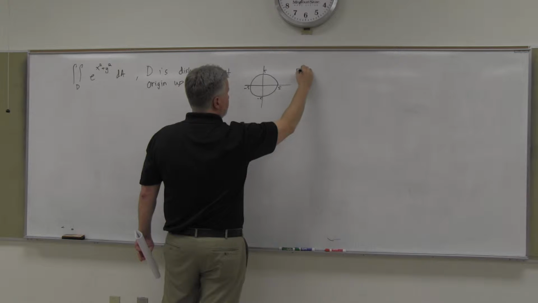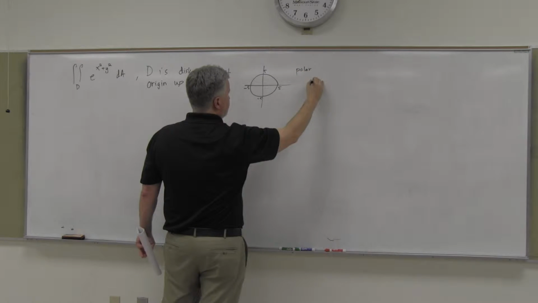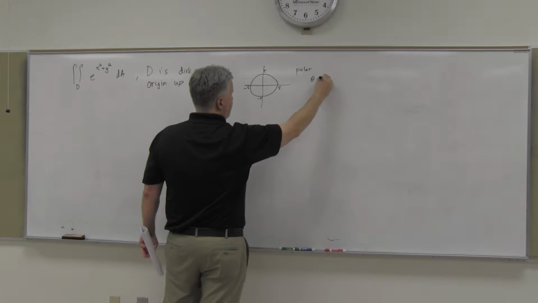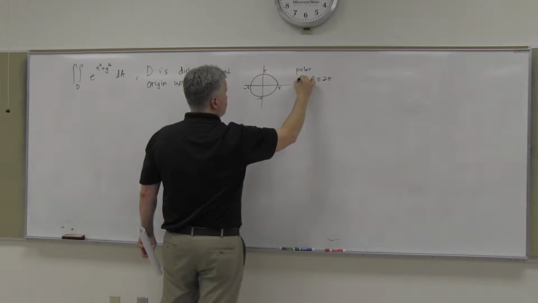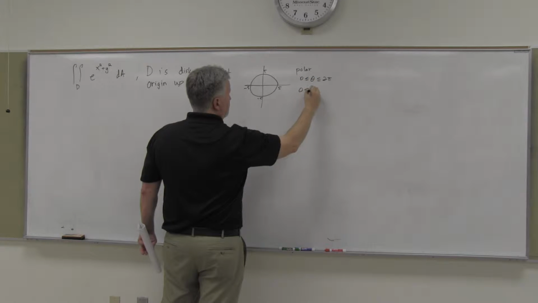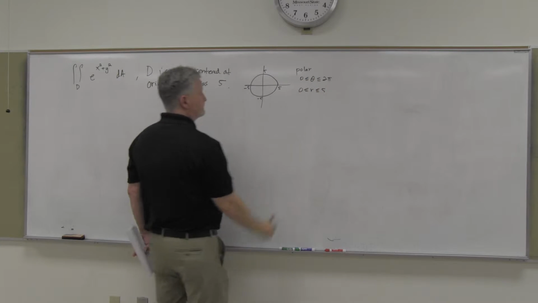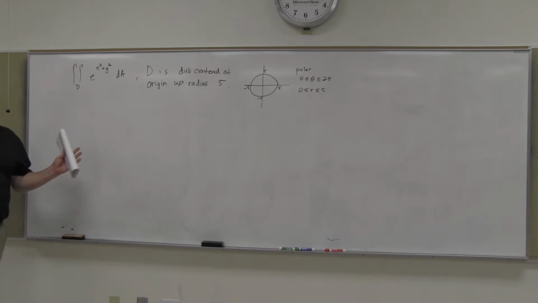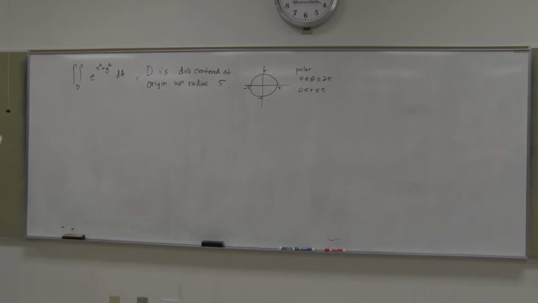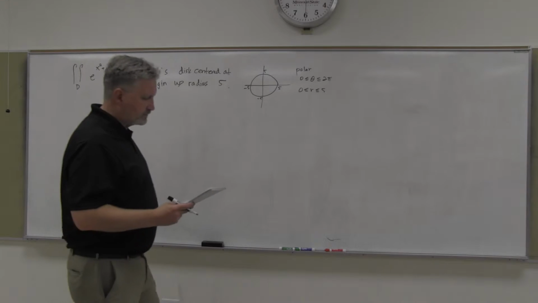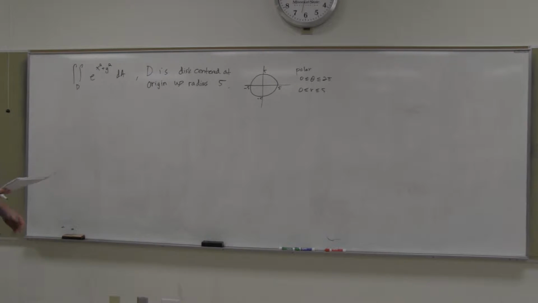So polar here, theta would just go from 0 to 2 pi, and r would go from 0 to 5. So that would sweep out that entire region. Oh, I had radius 3 on my paper, but I put radius 5 over there. Okay. All right. So here's what we get here.